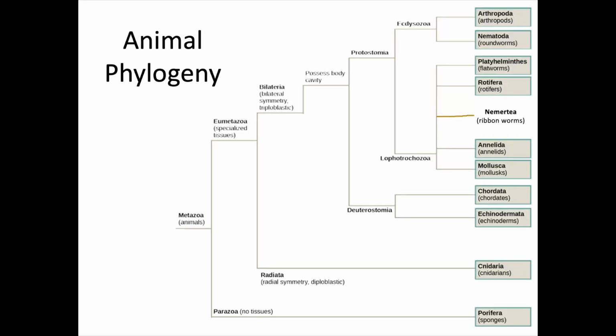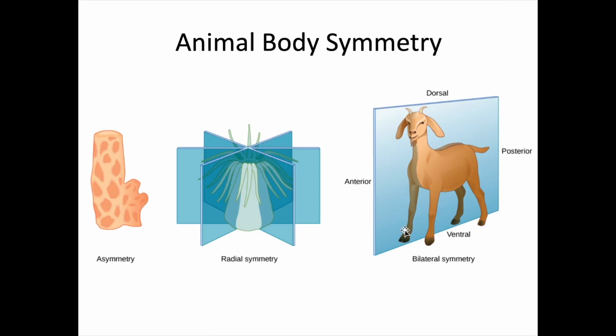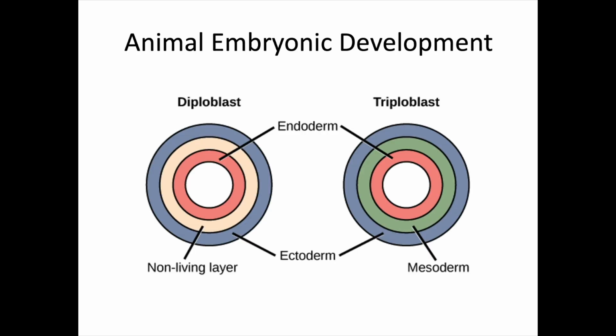All right, back to our main phylogenetic tree for animals. So we've covered sponges, we've covered cnidarians. Up next, we have a sort of umbrella category. So this is called Bilateria. You can notice this is a clade, it's an ancestor and all of its descendants, and this is going to encompass everything from here on out. Bilateria is exactly what it sounds like. It refers to bilateral symmetry. So all further groups have bilateral symmetry, and all further groups are triploblastic.